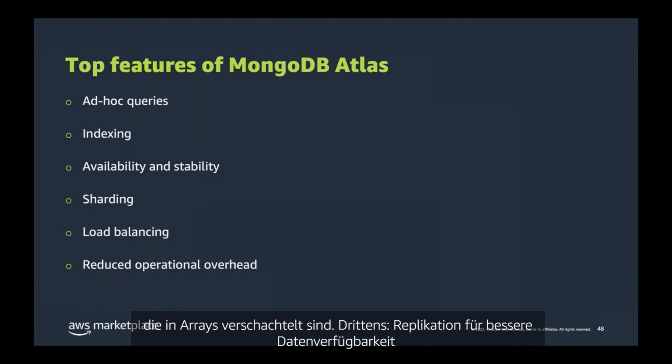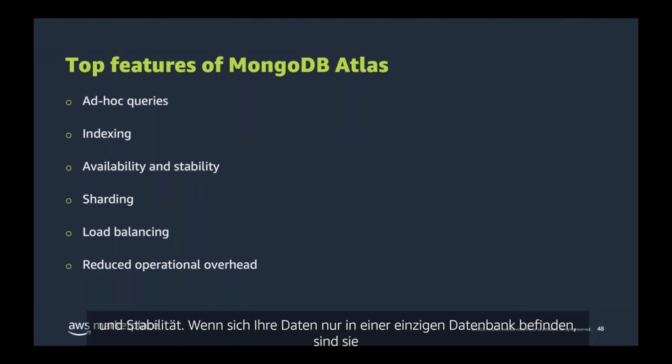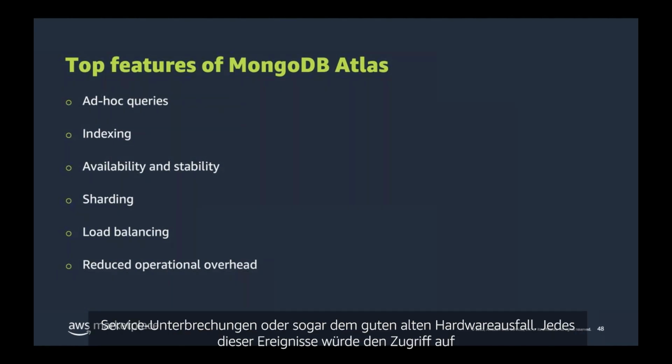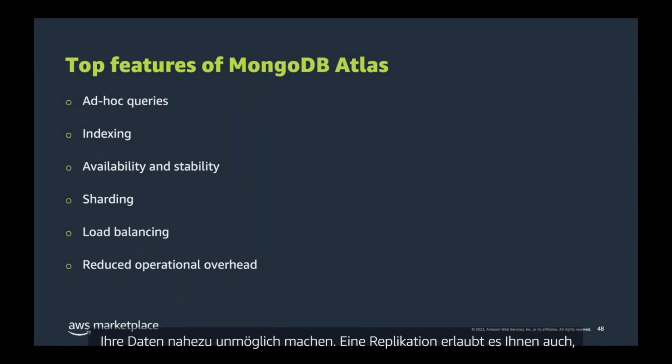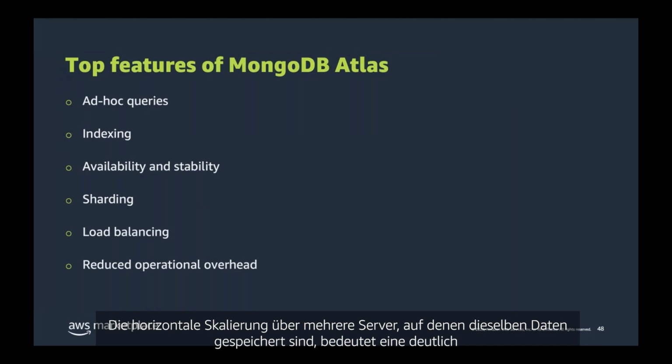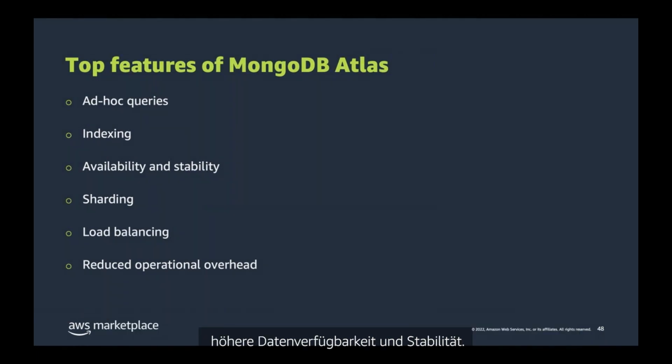3, replication for better data availability and stability. When your data only resides in a single database, it is exposed to multiple potential points of failure, such as server crash, service interruptions, or even good old hardware failure. Any of these events would make accessing your data nearly impossible. Replication allows you to sidestep these vulnerabilities by deploying multiple servers for disaster recovery and backup. Horizontal scaling across multiple servers that house the same data means greatly increased data availability and stability.